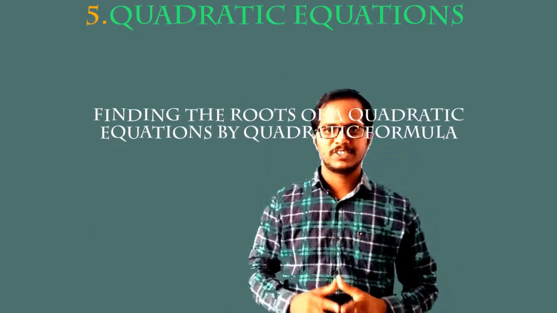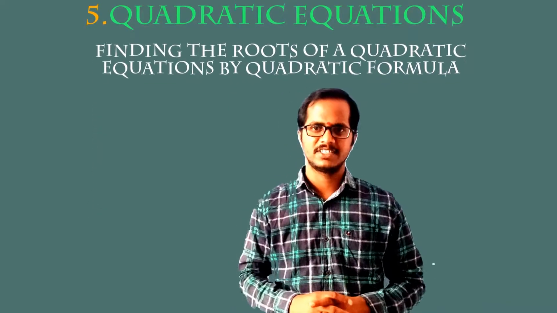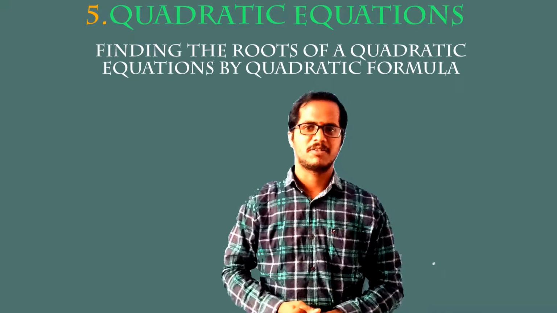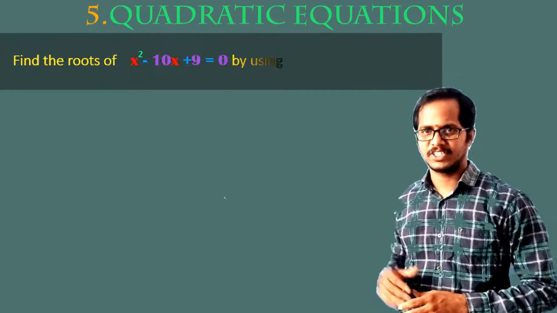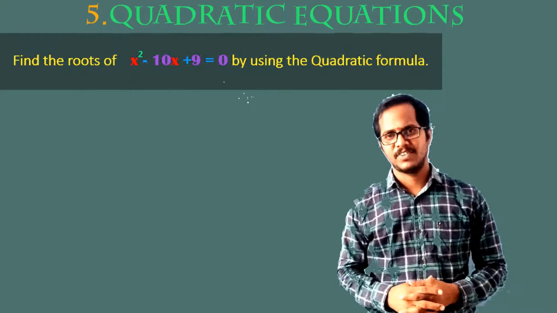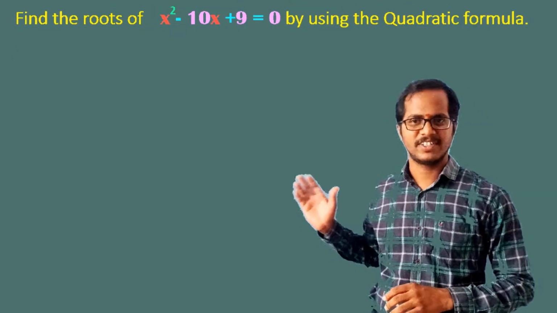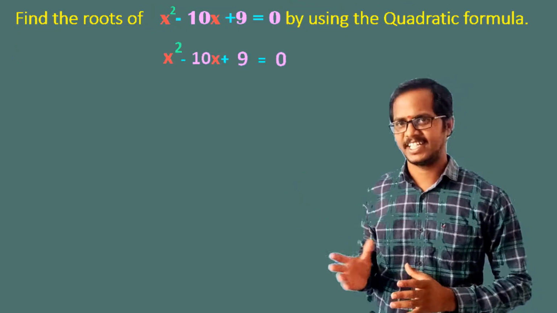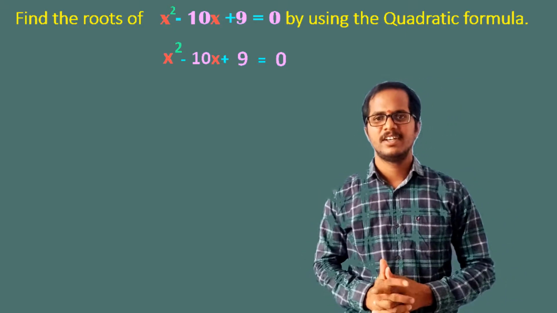This is Bhaskar Board. We are discussing 5th chapter, quadratic equations, from 10th class mathematics. So let us find the solutions of some quadratic equations using the quadratic formula. Find the roots of the equation x square minus 10x plus 9 equals 0 using the quadratic formula. Here the given quadratic equation is x square minus 10x plus 9 equals 0.